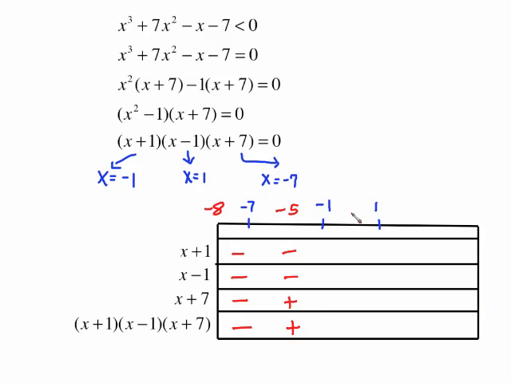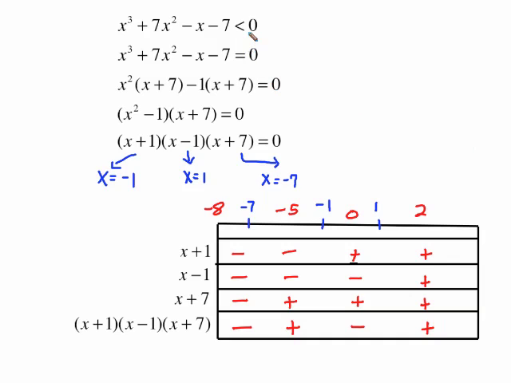Between negative 1 and 1, I can choose 0. 0 plus 1 is a positive. 0 minus 1 is a negative. 0 plus 7 is a positive. This product gives me a negative value. A number to the right of 1, something like 2. 2 plus 1 is a positive. 2 minus 1 is a positive. 2 plus 7 is a positive. This product gives me a positive.